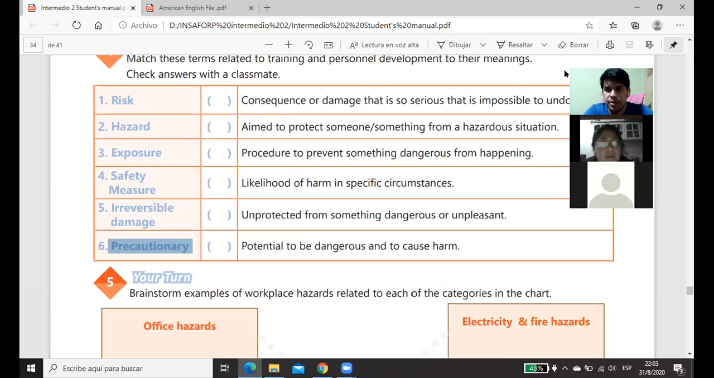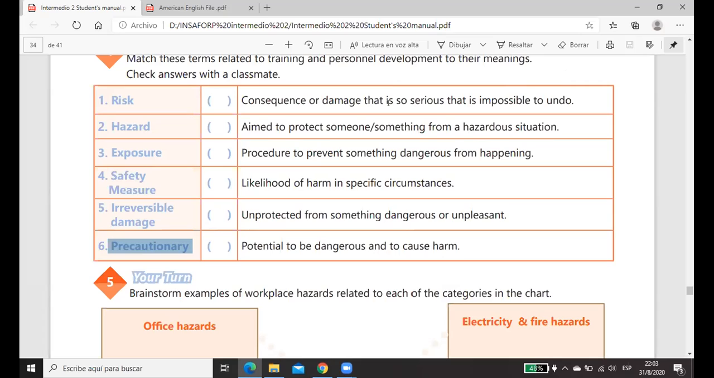Also, let's practice with these. Let's say serious, serious, serious. Say it, please. Serious. Good. Very good. Now try this. Aimed. Aimed. Good. Now say unprotected. Unprotected. Good. Very good.